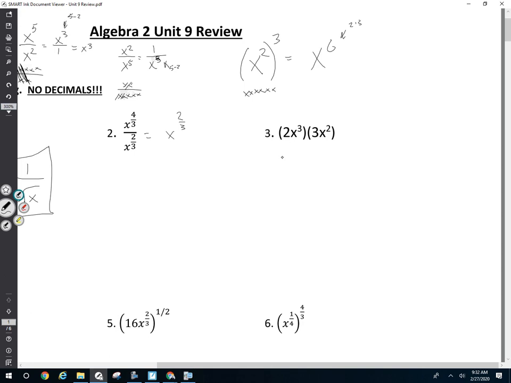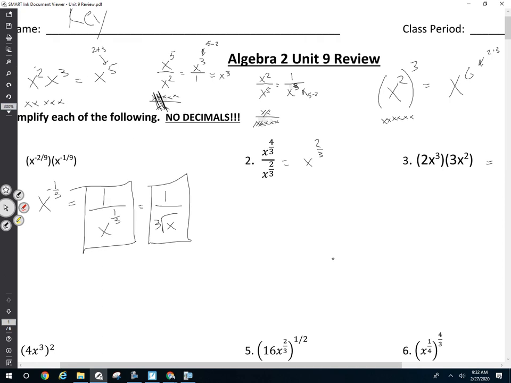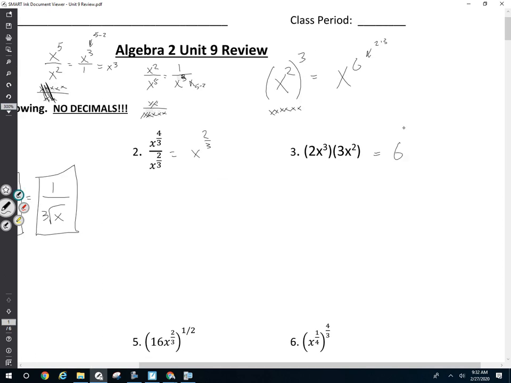Multiplying things. I got 2, I got 3 x's, I got 3, I got 2 x's. Well, I'll multiply my numbers. 2 times 3 is 6. But I'm not going to multiply these powers because, just like we showed, 3 x's, 2 x's, I get 5 x's. I'm not going to get 6 x's. I got 6 for a number. 6 is the 2 times 3. And then this is x cubed and x squared.